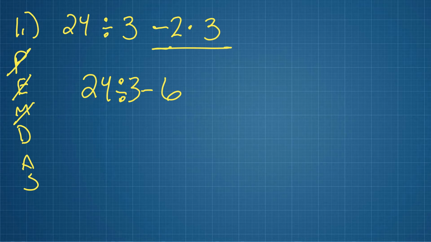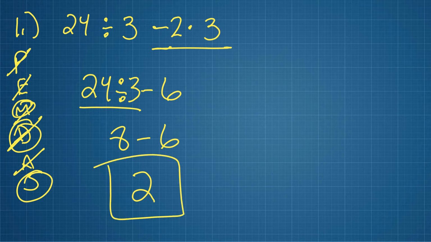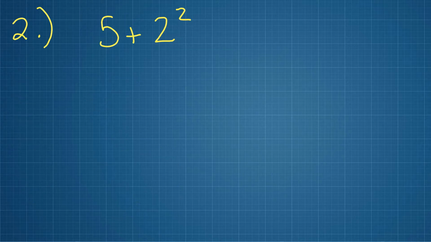Now, I got rid of the multiplication. Now I see division, 24 divided by 3. So I do that, 24 divided by 3 is 8. I'm left with the minus 6. There is no addition. That's subtraction. 8 minus 6 is 2. And that's your final answer for 1.